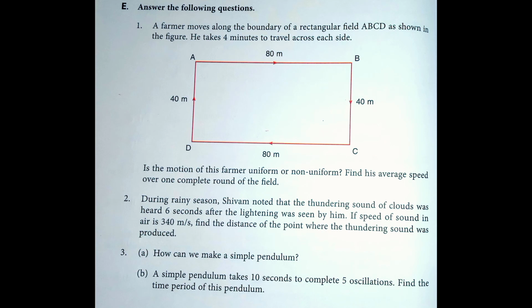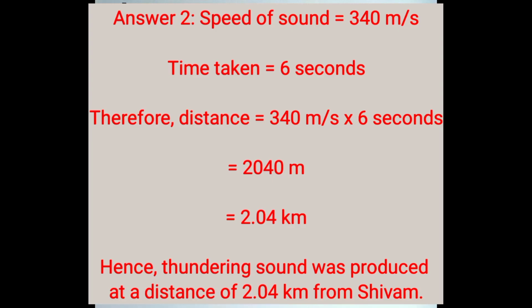Question number 2. During rainy season, Shivam noted that the thundering sound of clouds was heard 6 seconds after the lightning was seen by him. If the speed of sound in air is 340 meters per second, find the distance of the point where the thundering sound was produced.